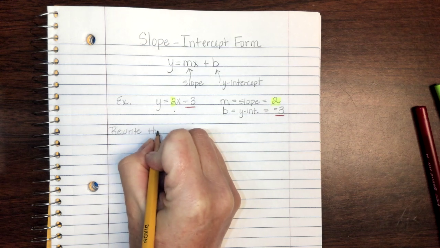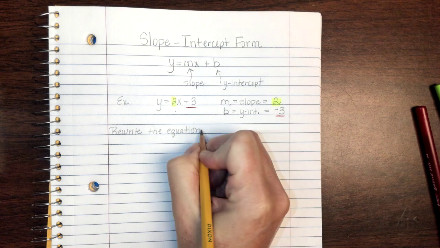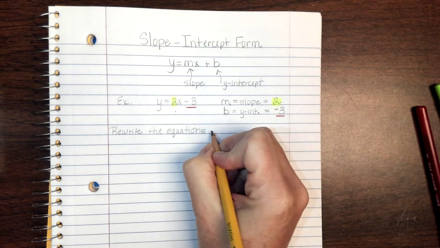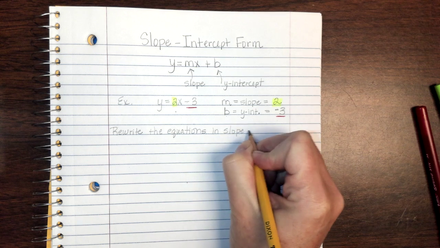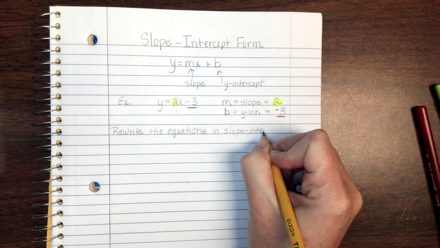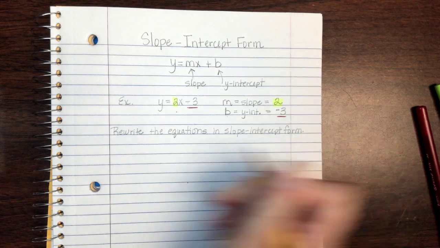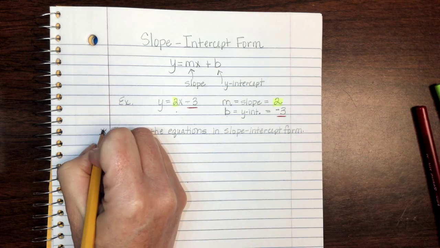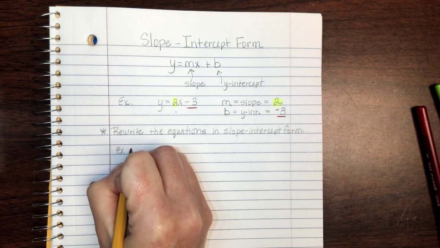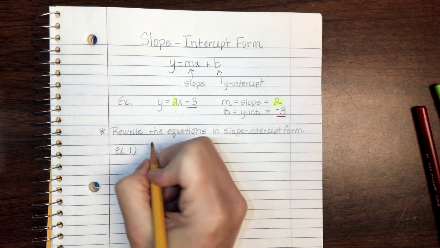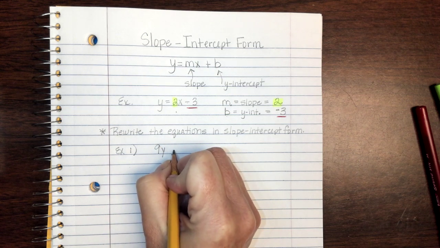So rewrite the equations. I'm going to jot down this direction. Rewrite the equations in slope-intercept form. So that's going to be my directions for these next several examples. So let's take example 1. I'm going to start out with something pretty simple, and then we'll work into some a little bit harder.